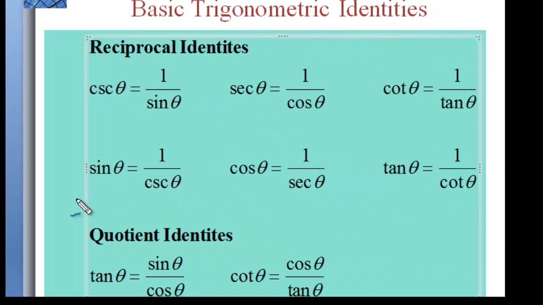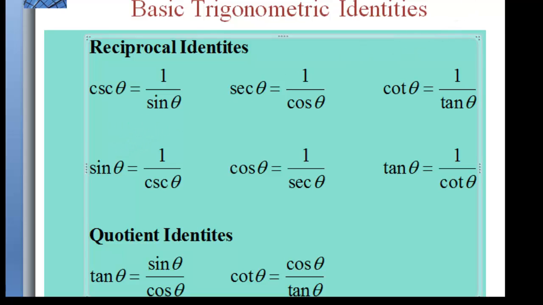In this section, we're going to begin our study of analytic trigonometry. We'll be looking more in depth at the properties of trigonometric functions. We've already looked a little bit at some of the basic trig identities.